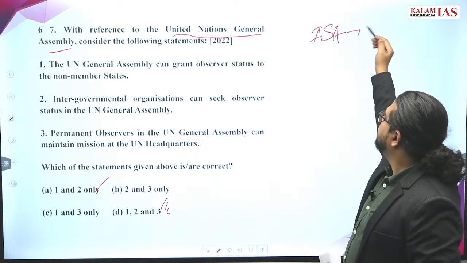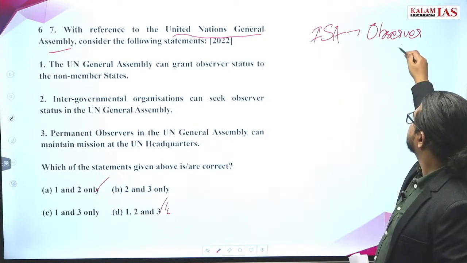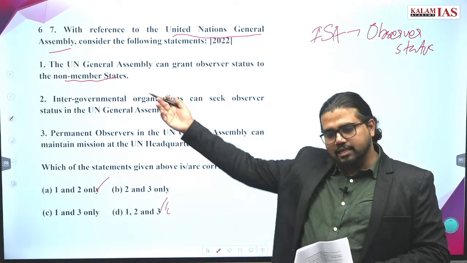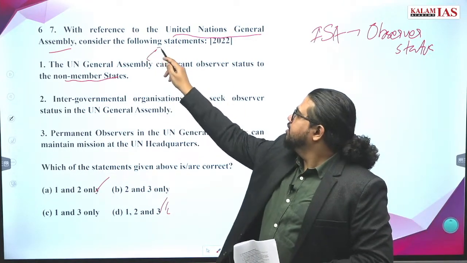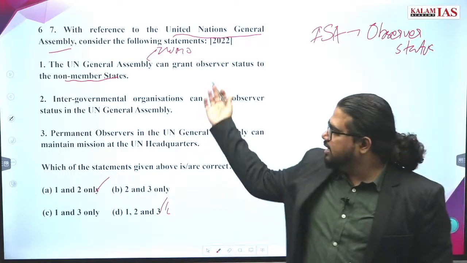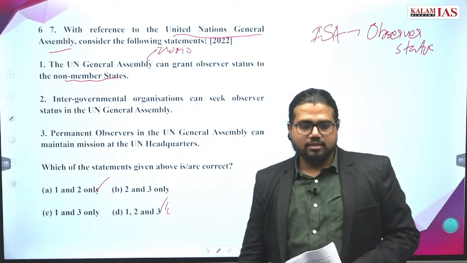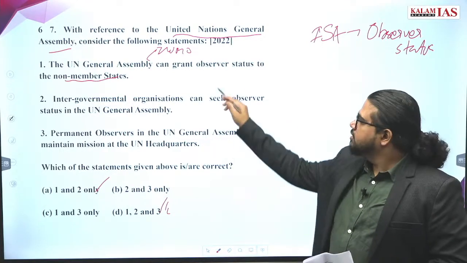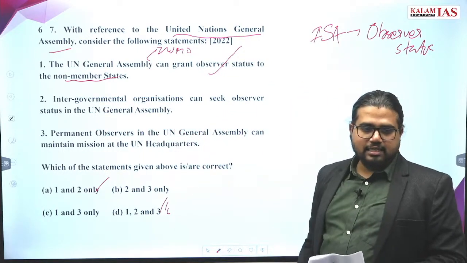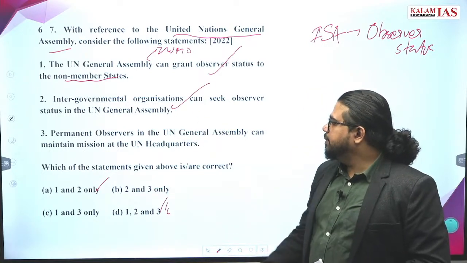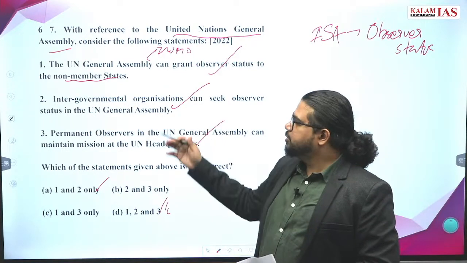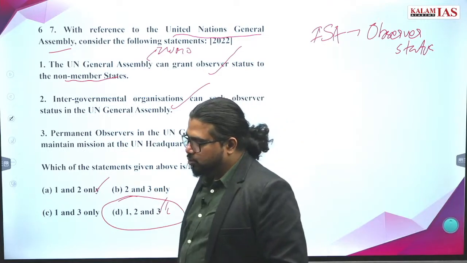International Solar Alliance was granted observer status. Observer status is usually given to non-members themselves, so this is a very direct statement. The UN General Assembly, WMO, we know many organizations have been granted this observer status, and it is granted to organizations that are not members. Permanent members are not given any observer status. Very much correct. An intergovernmental organization can seek observer status. ISA is an intergovernmental organization. Permanent observers in the UN General Assembly can maintain a mission at UN headquarters. This is also a correct option. Answer is 1, 2 and 3.